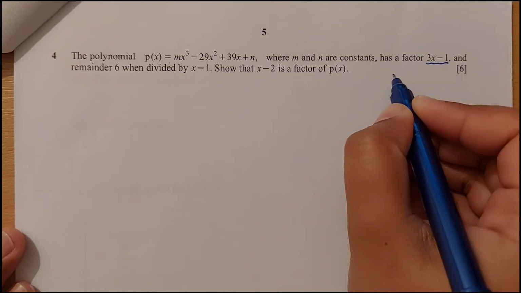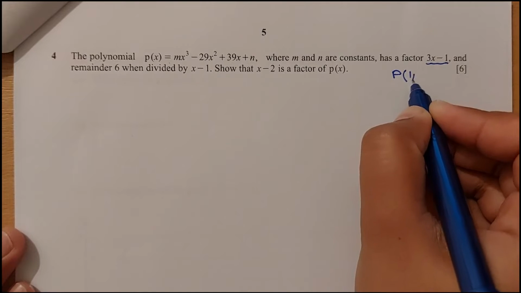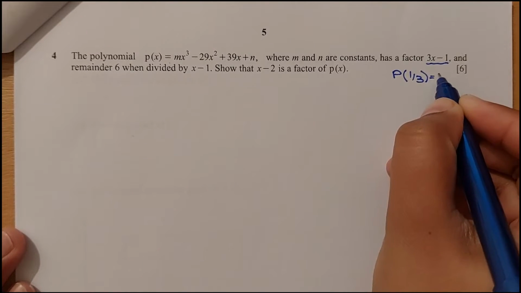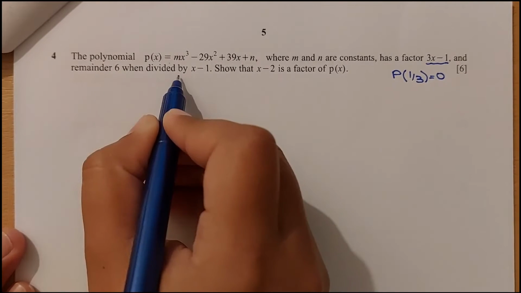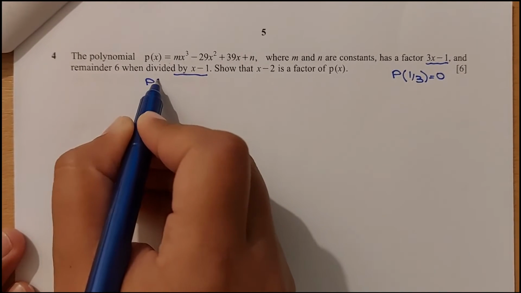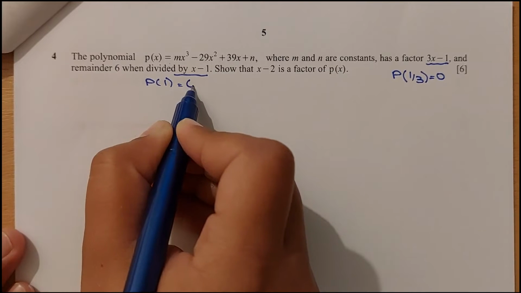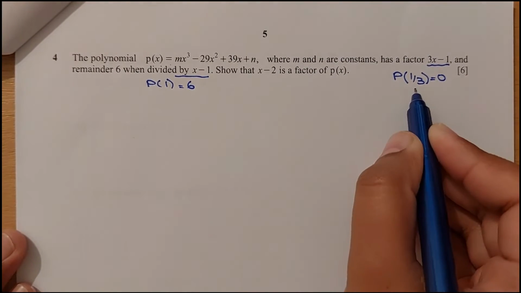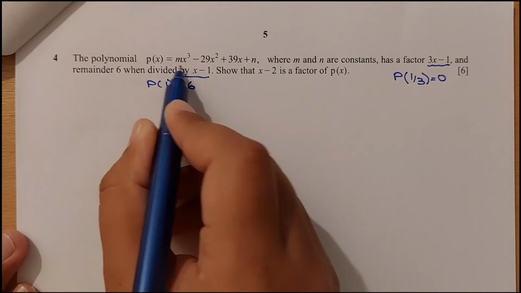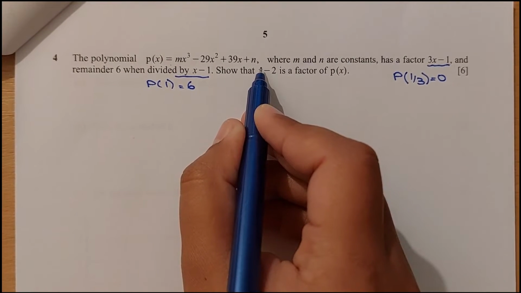So if it has a factor, it means p of 1/3 is equal to 0, and a remainder of 6 when it is divided by x minus 1. This means that p of 1 is equal to 6. Show that x minus 2 is a factor of the polynomial. First, using the two given pieces of information, we have to find the values for m and n.